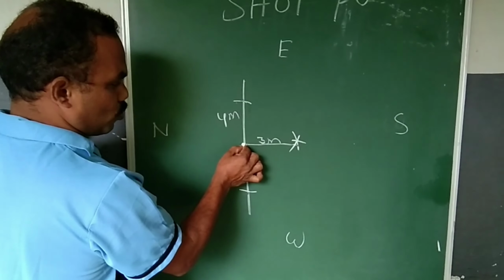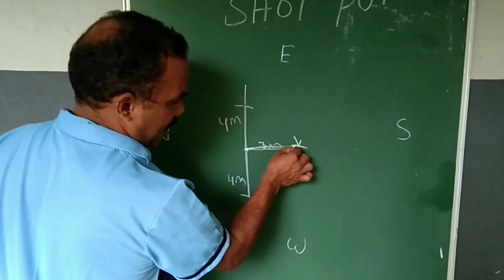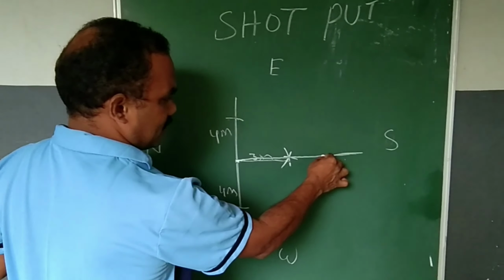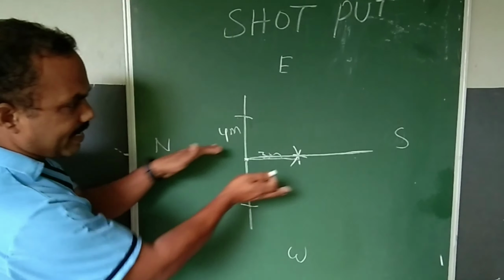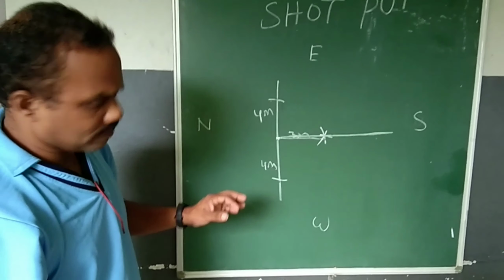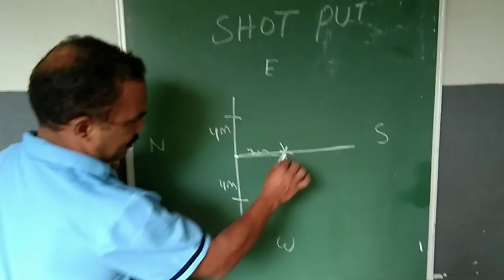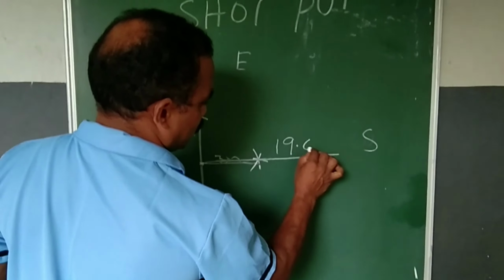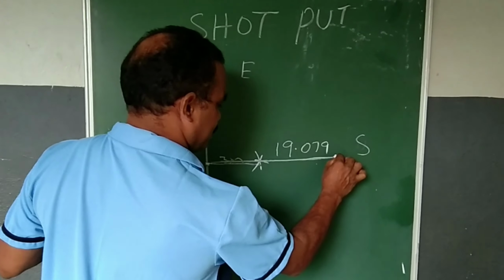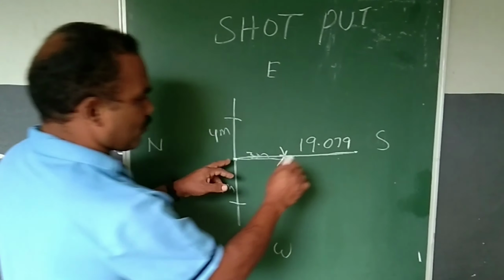So now we know that this is a straight line. You can extend this line in the shot put. It is the straight angle, so you can extend this line. For the shot put, it is 19.079 meters. You have to extend and make a point. This is a straight line.